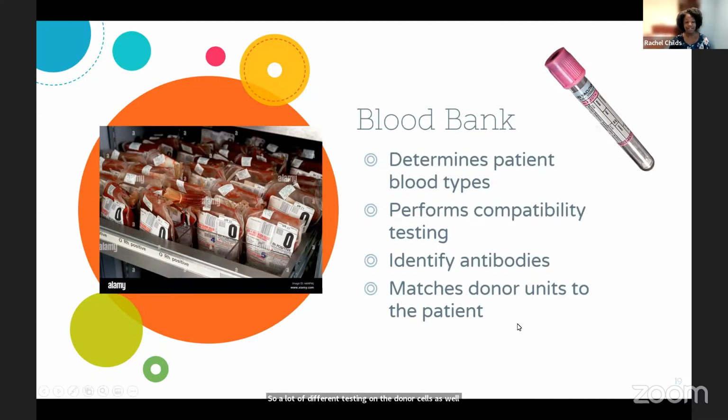And after we've done all of our tests, we also need to determine which specific donor units are compatible with that patient. So we will match the donor unit to the patient and then set up what we call gated units to that specific patient. So if you are paired with a specific donor, that donor unit stays with you until it expires or the patient leaves the hospital. So we really do a good job of testing the samples, both the donor and the patient, to make sure your blood is compatible.